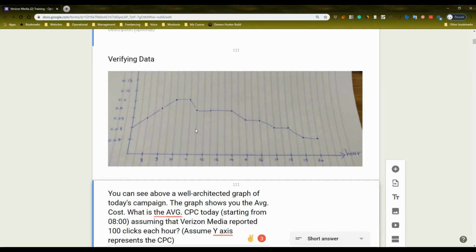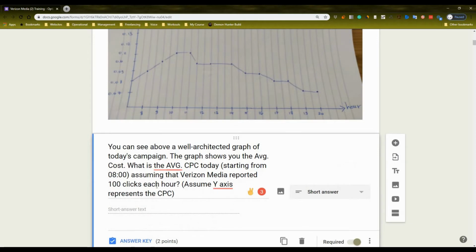Okay, so what do we have here? We have 100 clicks each hour. So whoever wrote this question, and you need to thank Efrat for this, made it easy for you. And that's it. Let's go to some math.